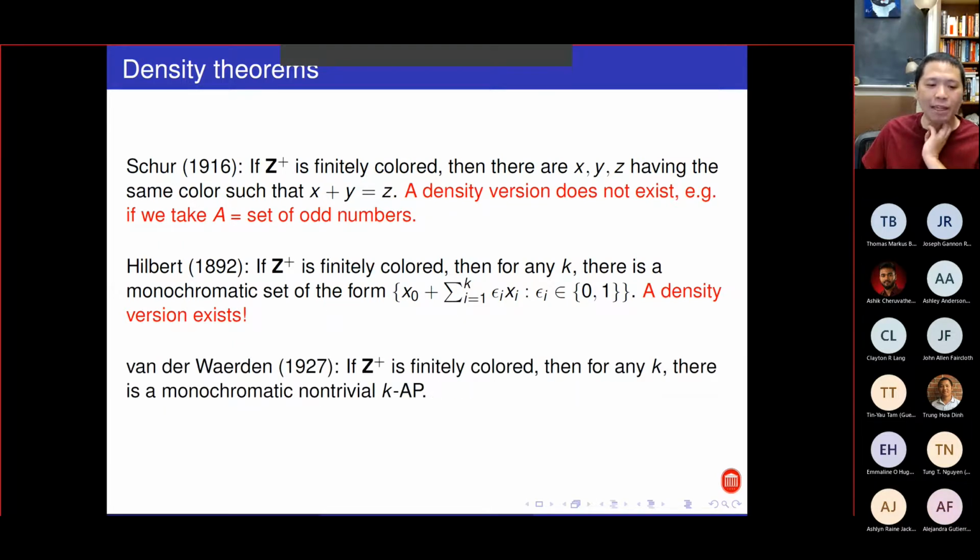And let's now look at van der Waerden's theorem, which says that if you finitely color the integers, then for any k, you can find a monochromatic non-trivial k-term arithmetic progression. It turns out that a density version of this result exists, and that's the celebrated Szemerédi's theorem. So we will talk more about this. Do you have any questions so far?